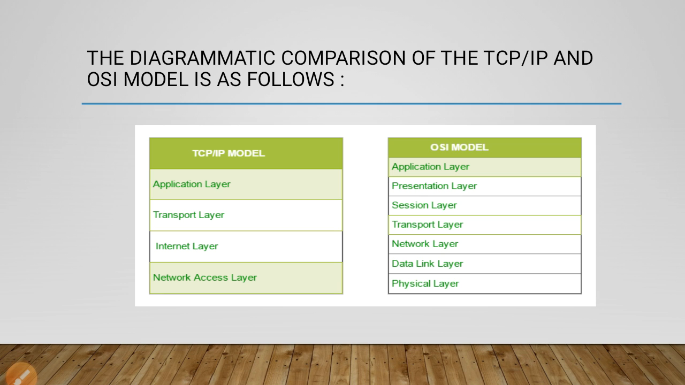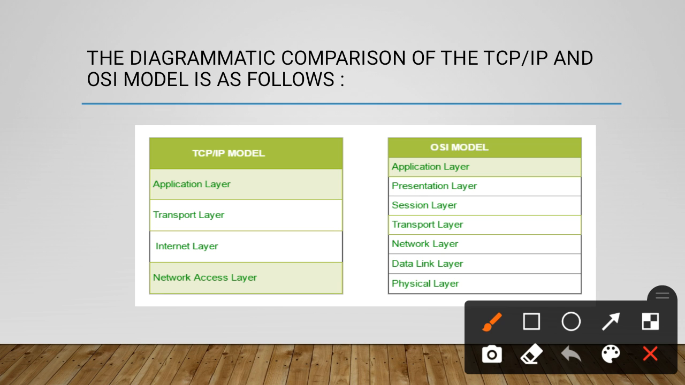Then we know that in the OSI reference model there are 7 layers. In that, first one is the physical, second is data link layer, third is network layer, fourth one is the transport layer, fifth one is session layer, sixth one presentation layer, and seventh is application layer.